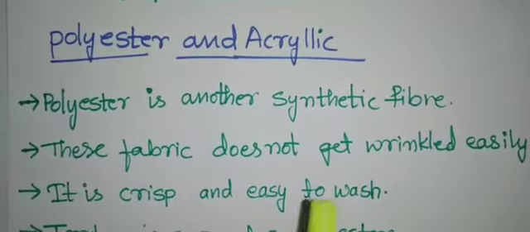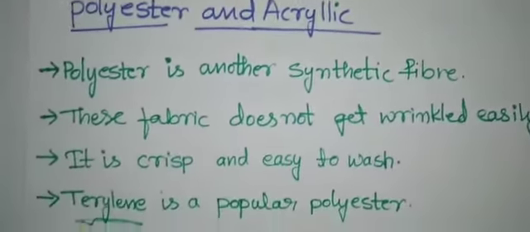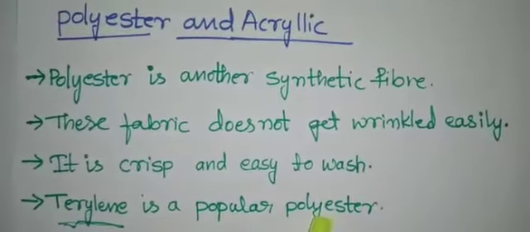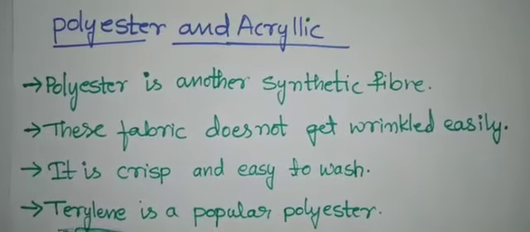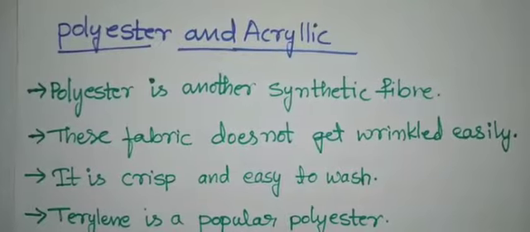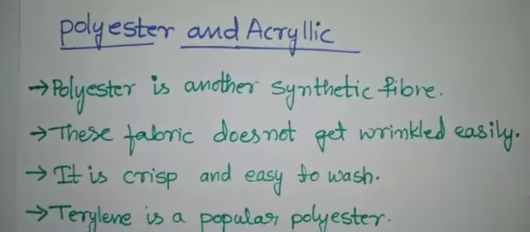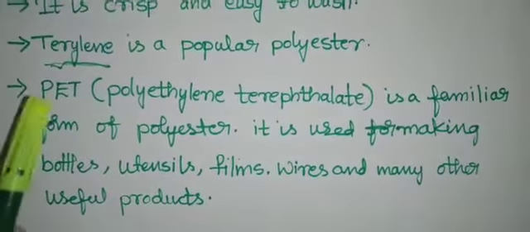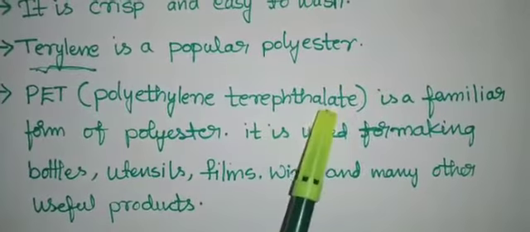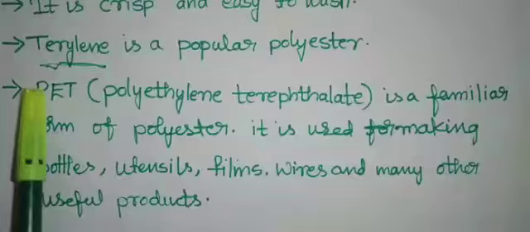The best example for polyester we can give is Terylene. Terylene is a popular polyester. And students, you might have heard your mother using PET bottles, right? So what is this PET? PET means polyethylene terephthalate. This is the full form of PET.